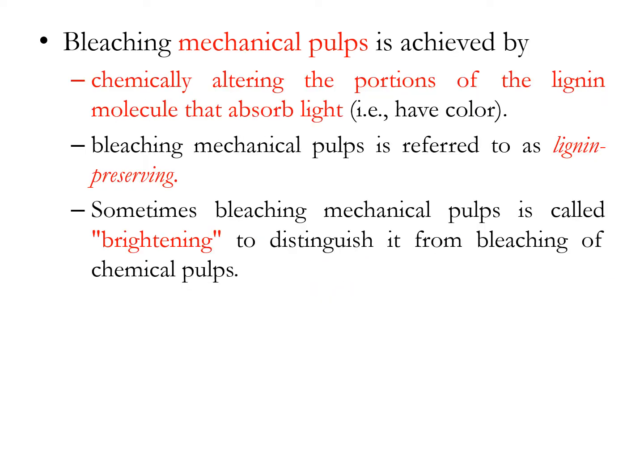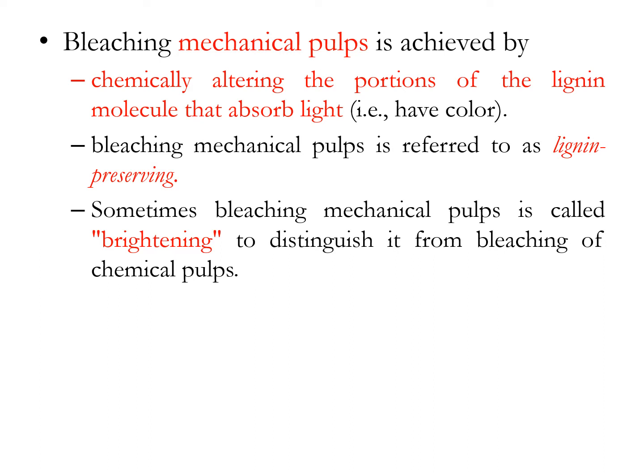Whereas for mechanical pulps, the approach is that it chemically alters the portion of the lignin molecule that absorbs the light. So rather than removing the lignin, it alters the lignin to increase the brightness.